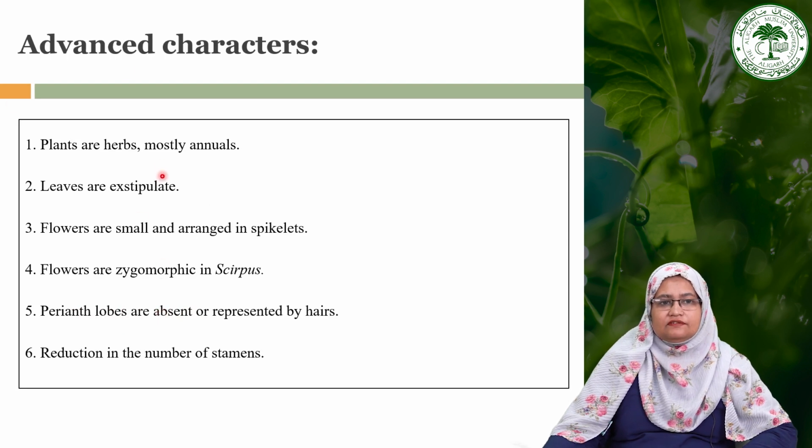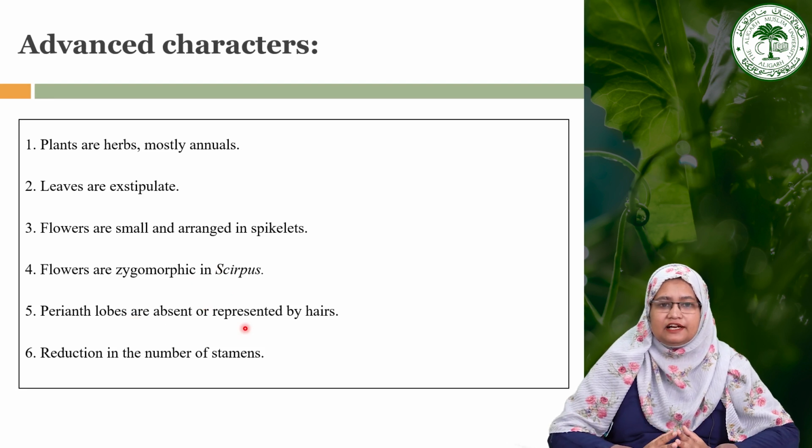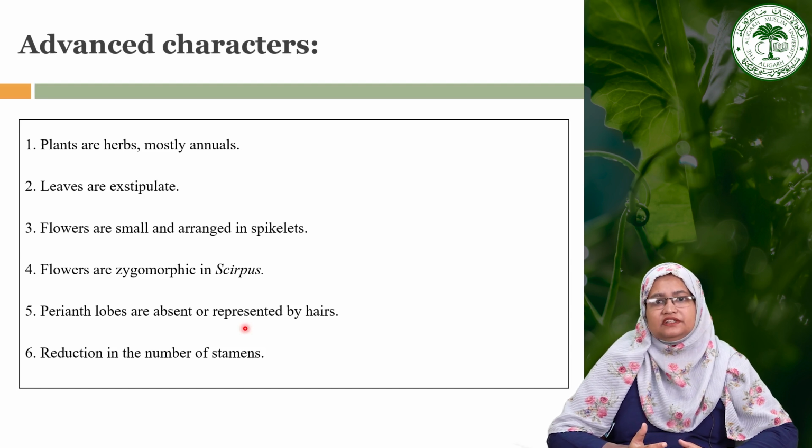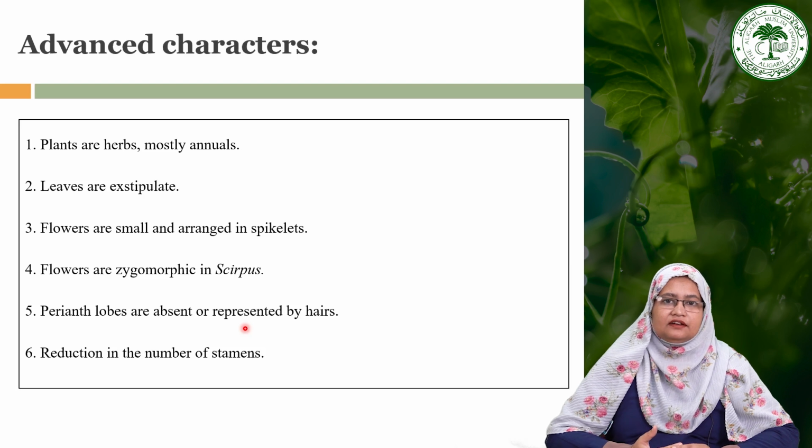And if we see the advanced characters of this particular family, plants are herbs, mostly annuals. Leaves are exstipulate. Flowers are very small and arranged in the form of spikelet inflorescence. Then flowers are zygomorphic in the case of Cyperus and most of the species. Then perianth lobes are absent or represented by hairs. This is one of the advanced characters. Then there is reduction in the number of stamens; generally they have only 1 to 3 stamens. These are some advanced characteristics present in this family Cyperaceae.